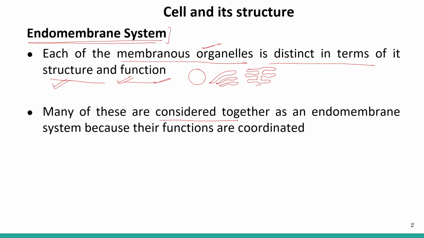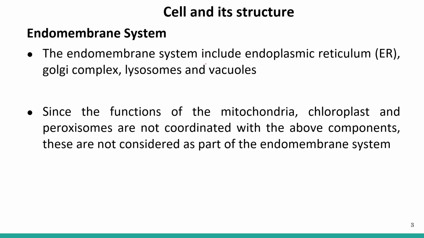Many of these are considered together as an endomembrane system because their functions are connected. Some organelles unitedly do a particular function, so they are considered an endomembrane system. The endomembrane system includes the endoplasmic reticulum, Golgi complex, lysosomes and vacuoles. So we have four different organelles, and they form the endomembrane system. How they are interconnected to perform a particular function, we are going to see.